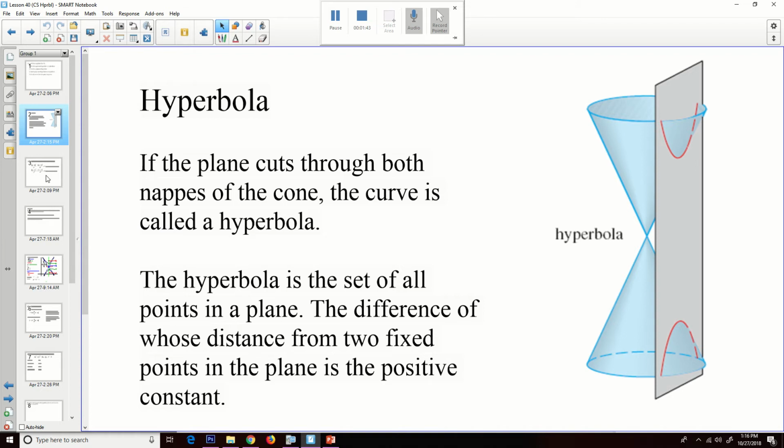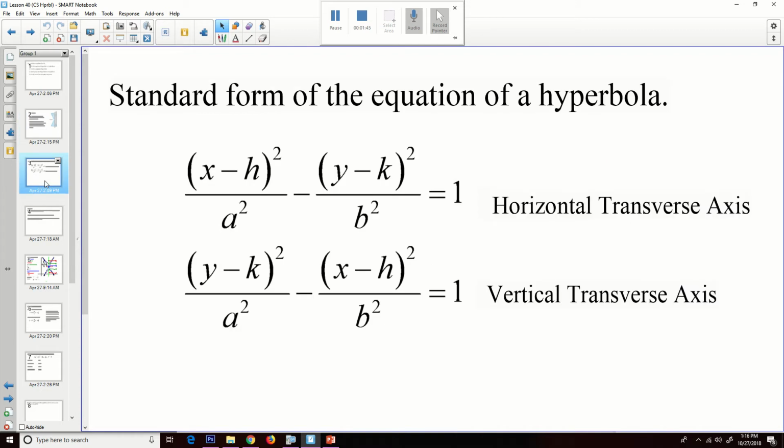And so we come to the equation of those things, and you'll see that these two equations for the standard form of a hyperbola look very similar to the standard form of an ellipse. And in each case, we want to say that the ellipse has a sum of the two terms, and the hyperbola has a difference of the two terms. That's one of the big differences between hyperbolas and ellipses.